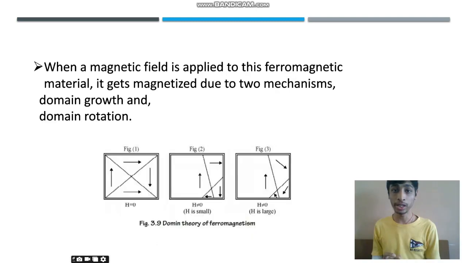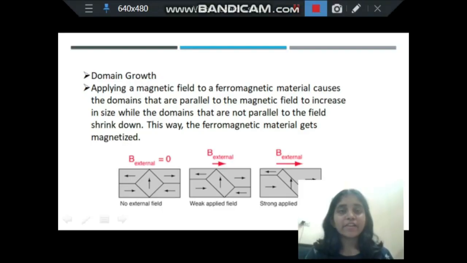When a magnetic field is applied to this ferromagnetic material, it gets magnetized due to two mechanisms, which are domain growth and domain rotation.